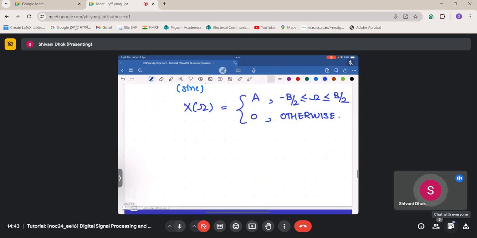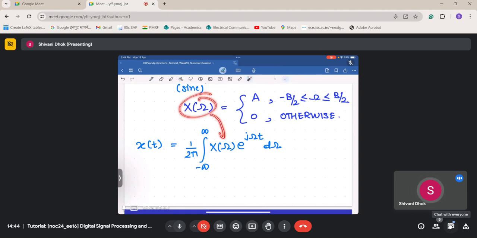Now let us find out x of t. What is the exact expression for this x of t? This x of t is equal to 1 over 2 pi integral from minus infinity to infinity of x of omega into e power j omega t d omega. This is the standard definition, and we'll substitute this x of omega in this equation now.